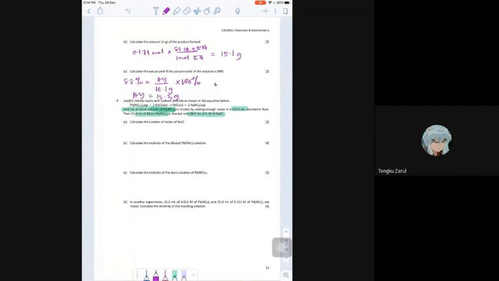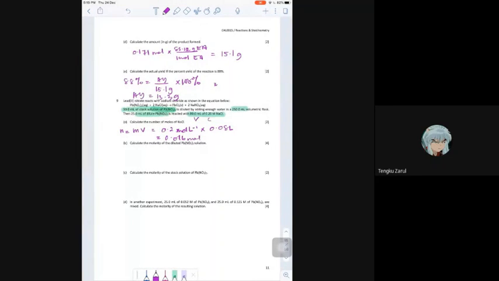So for sodium chloride, they gave the volume and concentration. So to calculate mole, n is equal to M multiply with V. The molarity is 0.2 multiply with 0.2 mole per liter. Molarity is mole per liter, right? Multiply with the volume, 0.08 liter, so that you will get the mole of the sodium chloride is 0.016 mole.